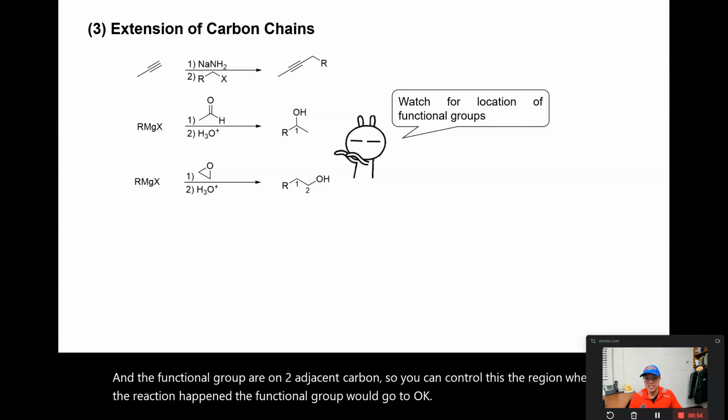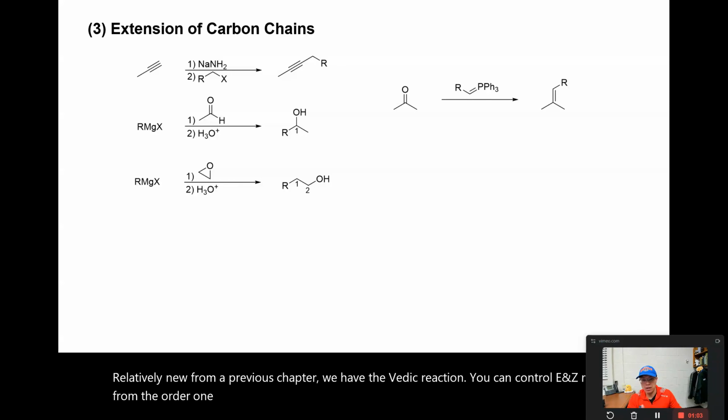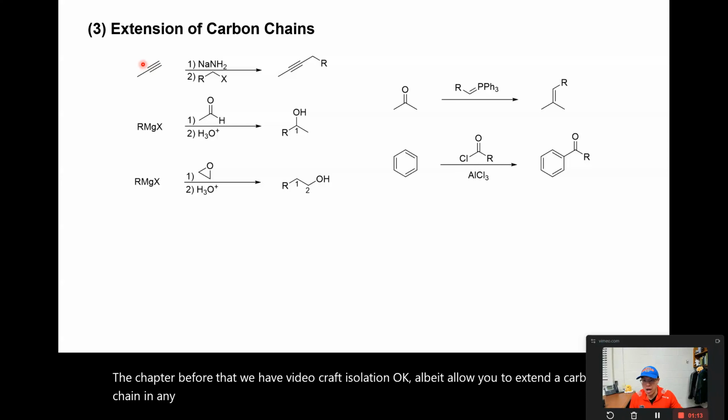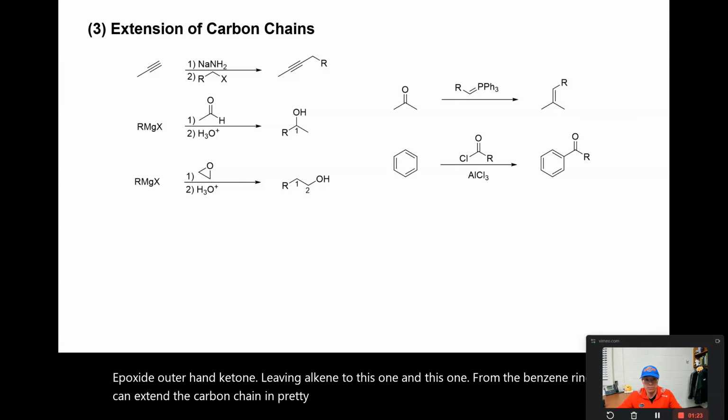Relatively new from a previous chapter, we have the Wittig reaction. Okay, you can control E and Z. All right, from the older one, the chapter before that, we have Friedel-Crafts acylation. Okay, all this allows you to extend the carbon chain in any situation: from an alkyne, from an aldehyde or ketone, from an epoxide, aldehyde or ketone leaving an alkene for this one, and this one from the benzene ring. You can extend the carbon chain in pretty much any functional group that you have.